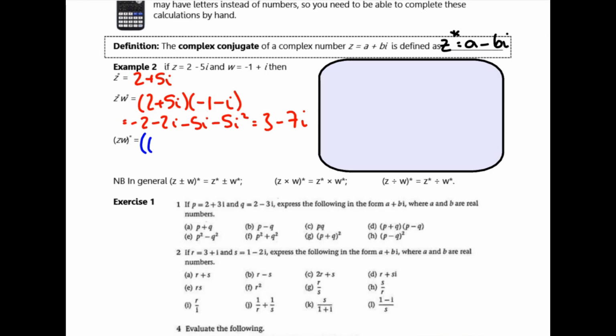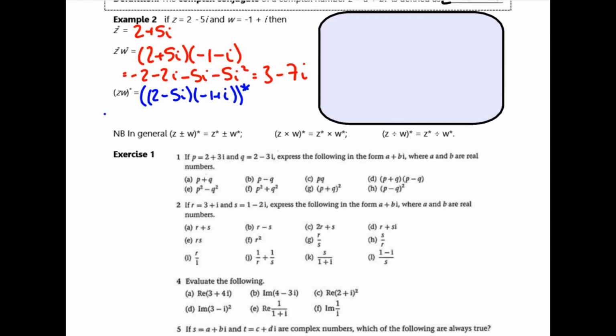Underneath, we've got zw all starred. So I'm going to do zw first and then do the conjugate of that. So z is 2 minus 5i. w is minus 1 plus i. And I'm going to multiply inside that bracket first. This is going to give me minus 2 plus 2i plus 5i minus 5i squared. Collecting up my real and imaginary parts in there, my real parts, minus 5i squared is plus 5. So again, that gives me 3 plus 7i. But then doing the conjugate of that changes the sign on that i. So you get 3 minus 7i.